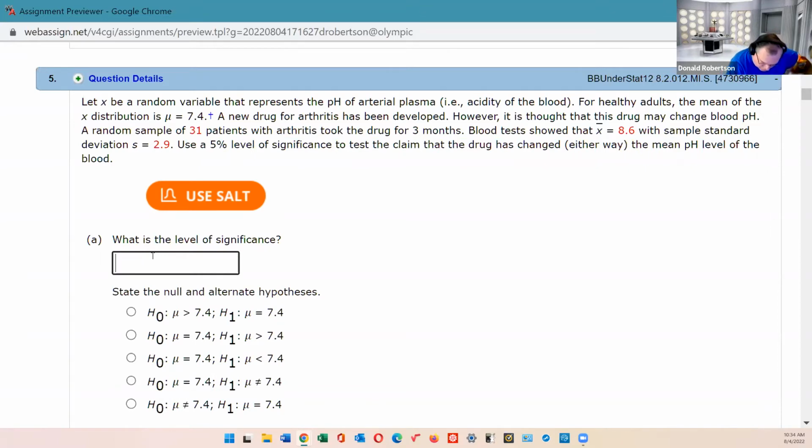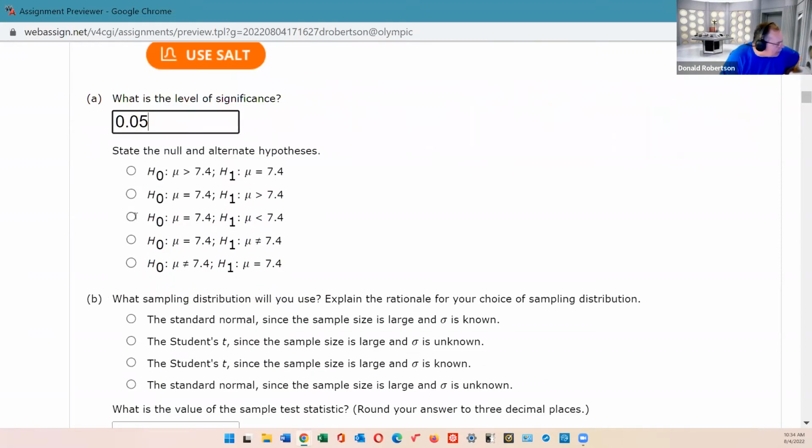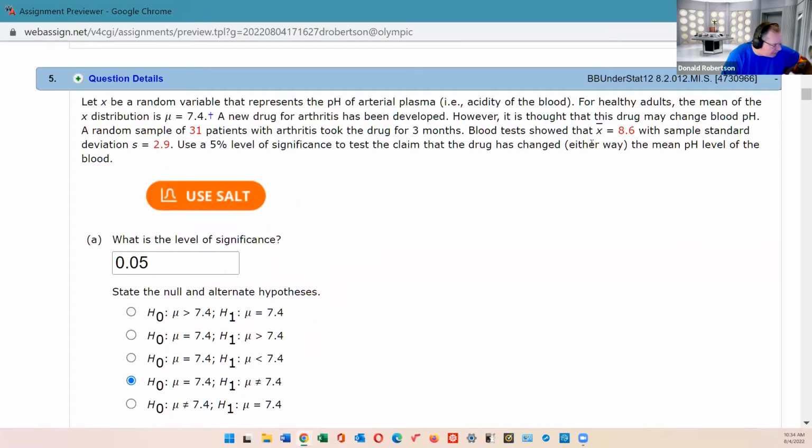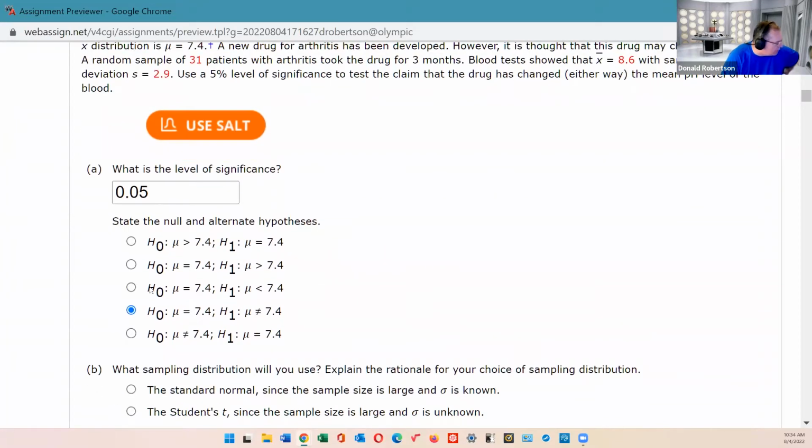Significance level 0.05. The null is equal to 7.4, and the alternate is not equal to it. So that makes it this one. Me personally, if you saw that data, I would be more inclined to choose, do we even have the choice? Wouldn't I probably be choosing that one, that there's evidence to show that it's definitely bigger than 7.4? But we pick what they tell us, so it goes there.